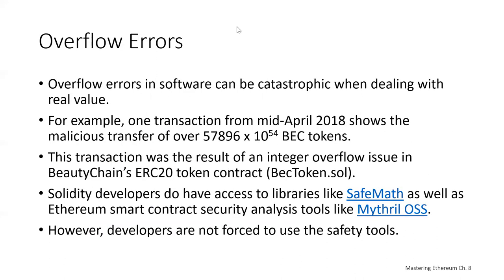Let's talk about overflow errors. One of the many problematic errors that you can run into in creating smart contracts is overflow errors at the compiler level. Overflow errors in software can be catastrophic when dealing with money. For example, one Ethereum transaction from mid-April 2018 showed the malicious transfer of a massive amount of tokens. 57,000 times 10 to the 54 BEC tokens were in a single transfer. The transaction was a result of an integer overflow issue in the BEC ERC-20 token contract, BECToken.sol.